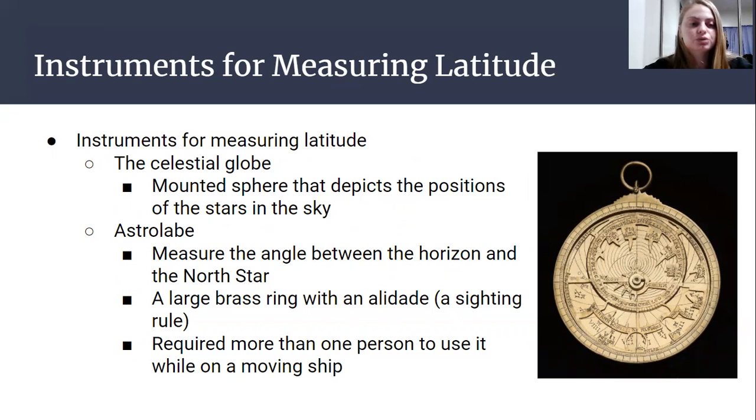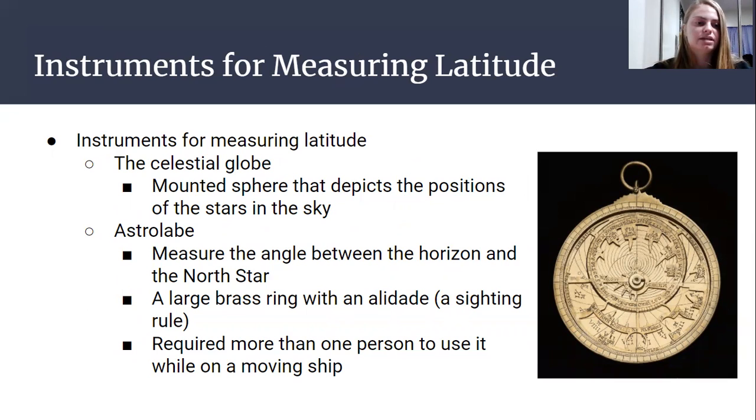We have the celestial globe, which is a mounted sphere that depicts the positions of the stars in the sky. And so the celestial globe was a great instrument to use before Mercator's charts, but once Mercator's projections started becoming the preferred way to measure latitude and map routes, the celestial globe kind of fell out of use. And the celestial globe would not have been possible without Ptolemy's celestial spheres, because like I stated before, Ptolemy had a huge influence on the mathematical measuring instruments and the methods used during the Renaissance.